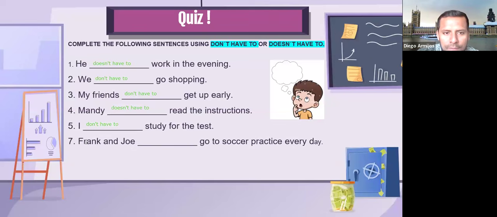And finally, we have Frank and Joe go to soccer practice every day. Frank and Joe, singular or plural? In this case, it's plural because we're talking about two people, Frank and Joe. There are two people here, so that is why we have to use don't have to go to practice every day, okay? In this case, my apologies, guys. This is number 7, okay? Because I made a mistake here. All right, pretty good. We have finished affirmative and negative.